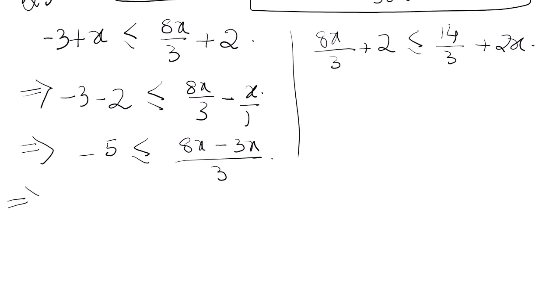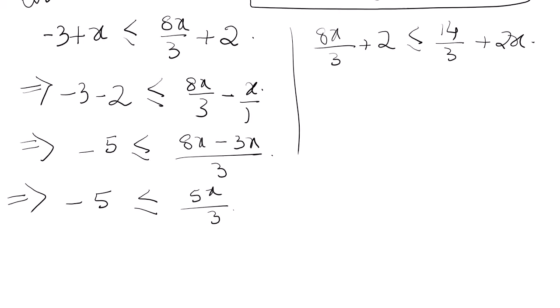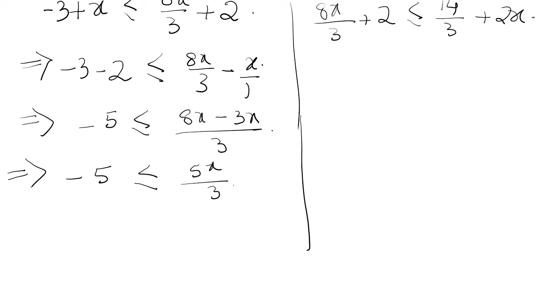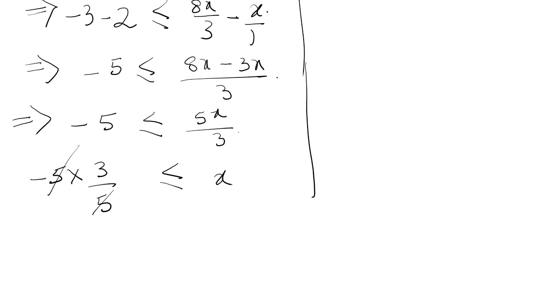So this implies minus 5 is less than or equal to 8x minus 3x, which is 5x upon 3. Now in order to get x, you have to multiply by 3 upon 5, the reciprocal of 5 upon 3. So minus 5 will remain as it is and you are multiplying by 3 upon 5. Got it? So this 5 cancels. So you have minus 3 less than or equal to x.